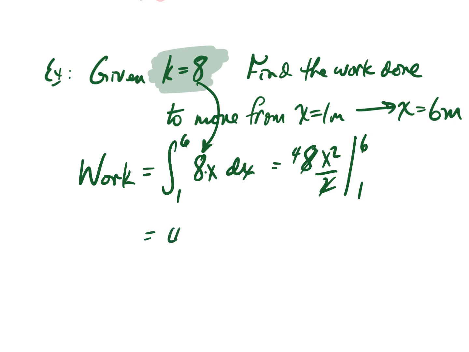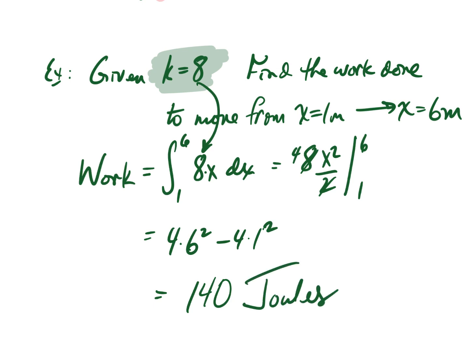So what we'll have is 4 times 6 squared minus 4 times 1 squared. And let me punch out the math so I don't get it screwed up here. 4 times 6 squared minus 4 times 1 gives me a value of 140. And since we're in the metric system, please notice we were in meters. That means then that we'd be doing 140 joules of work.